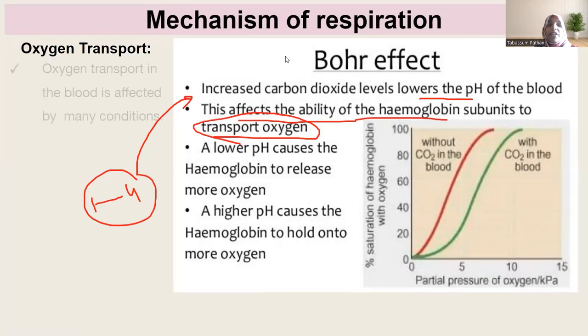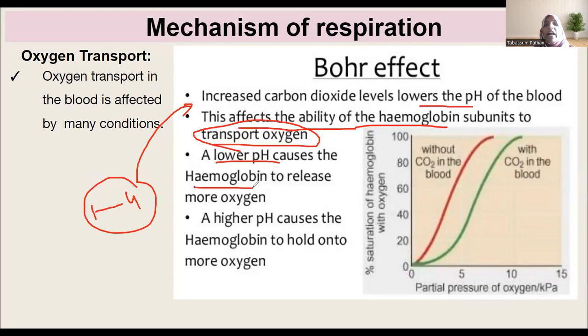That means if the pH is low, hemoglobin, instead of binding oxygen, will have a tendency to release oxygen. Because of this low pH, whatever oxygen is bound to it, hemoglobin will release. And this low pH is because of more carbon dioxide. This will result in this curve, with carbon dioxide in the blood.